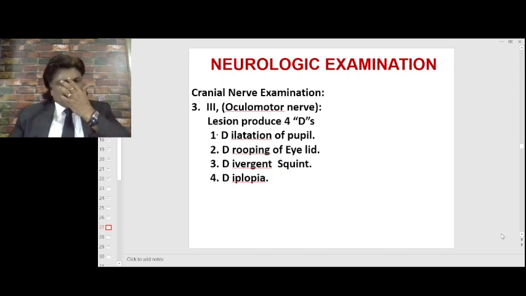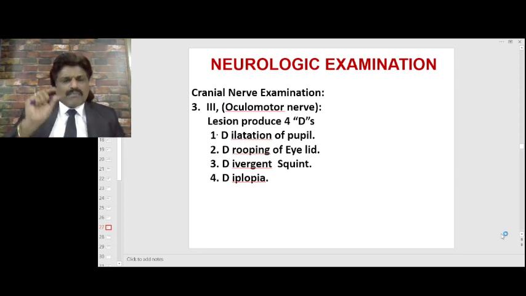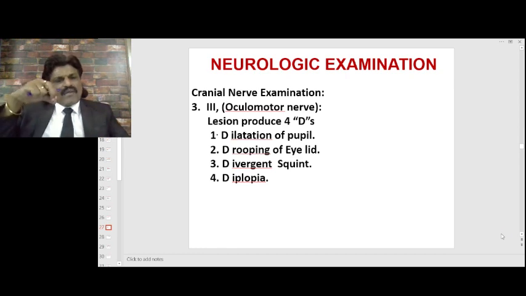Third nerve. If there is a lesion of the third nerve, it characteristically produces 4 Ds. Dilatation of the pupil, because the parasympathetic fibers run on the third nerve, and therefore the parasympathetic fibers are compromised, like in a posterior communicating artery aneurysm. The parasympathetic fibers get affected. Parasympathetic causes constriction of the pupil. Since the parasympathetic is affected, the pupil can't constrict, so there is dilatation of the pupil.